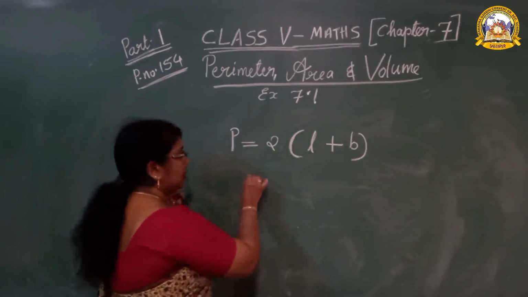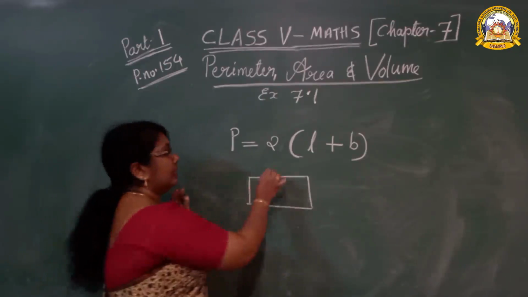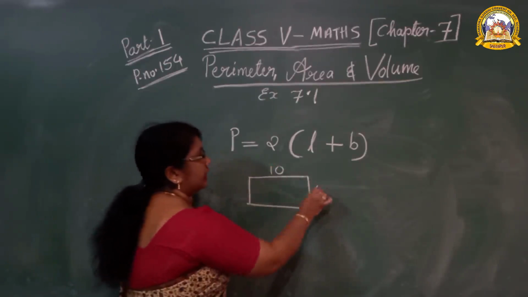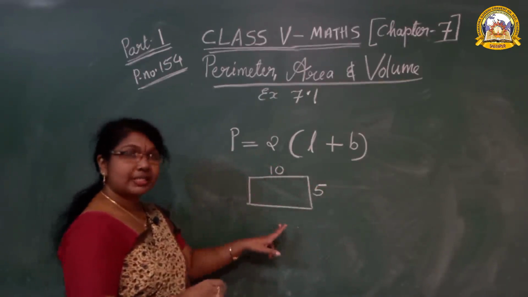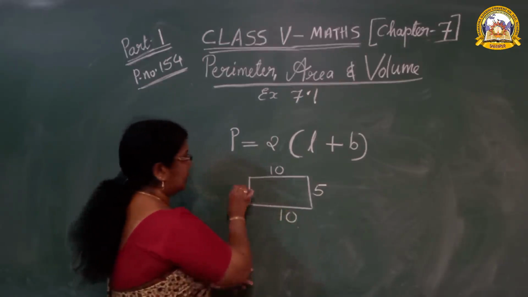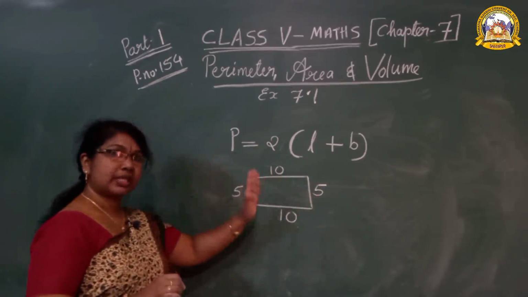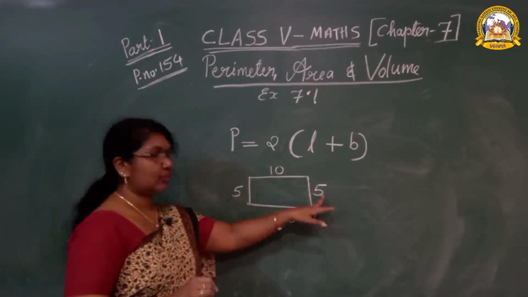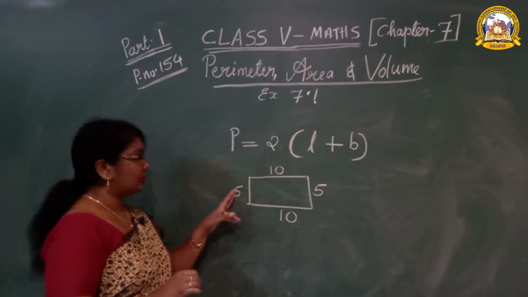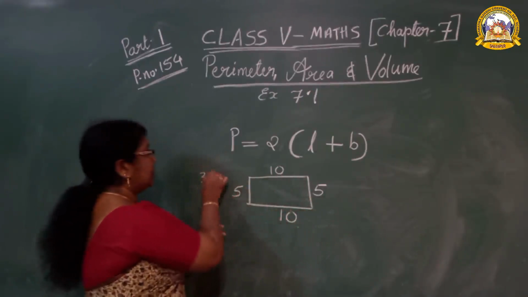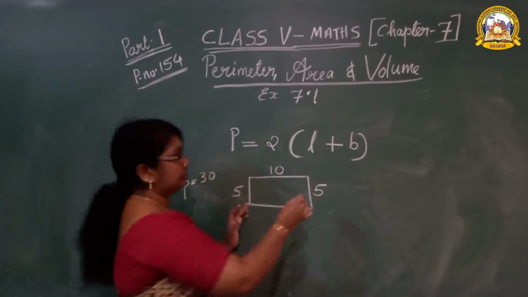Now one small question. Look here students. What is the shape of this one? Rectangle. Here length is 10. Breadth is 5. What is the measure here? We know opposite sides are equal. Here also 10, here also 5. Perimeter means the sum of all the sides of a closed figure. 10 plus 5, 15. 15 plus 10, 25. 25 plus 5, 30. What is the perimeter? 30.